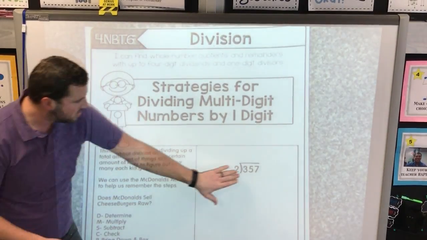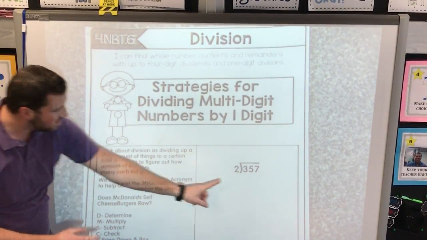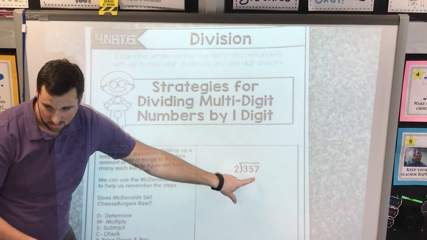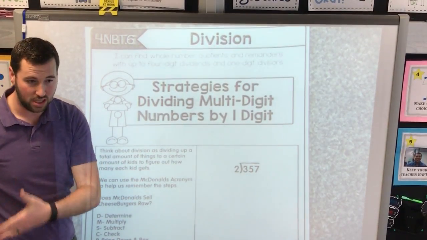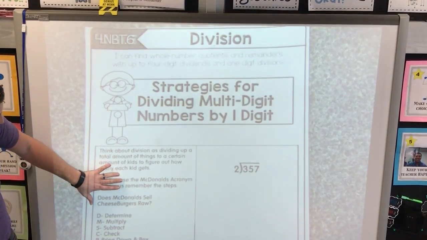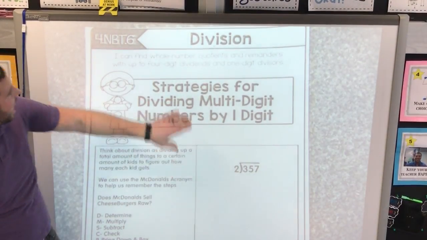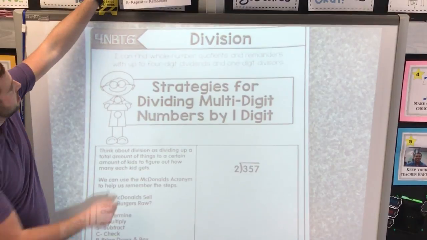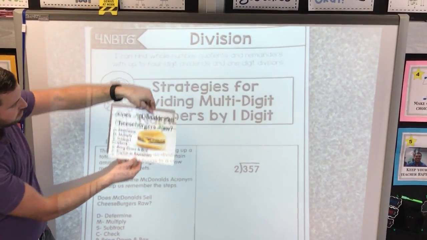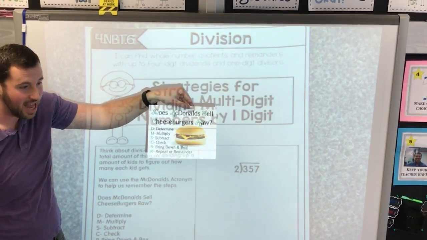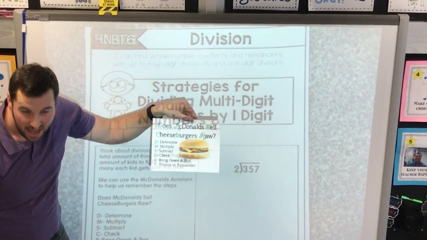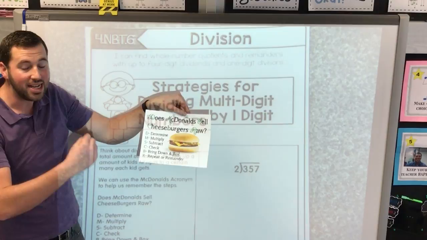We want you to think about division as dividing up a total amount of things into a certain amount of kids equally. That's what I want you to think about, and we're going to use our McDonald's acronym. So that's right up here, our Does McDonald's sell cheeseburgers raw? Ready, say it, ready, set, go. Does McDonald's sell cheeseburgers raw? That's our acronym. What does it mean?